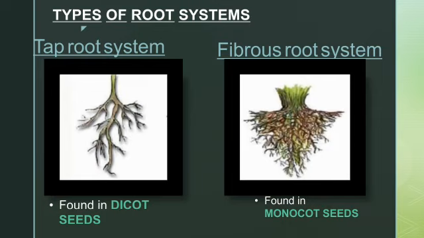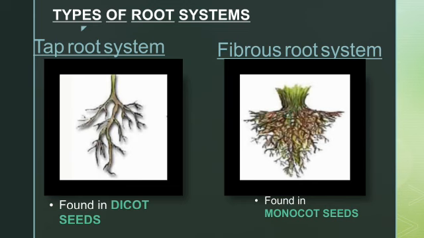Now to get a better understanding of taproot system, I'll give you an example. Have you seen many small streets connected to a main road? So the main road resembles the longer root and the many small streets resemble the smaller and shorter roots. Taproot system is found in dicot seeds and fibrous root system is found in monocot seeds.